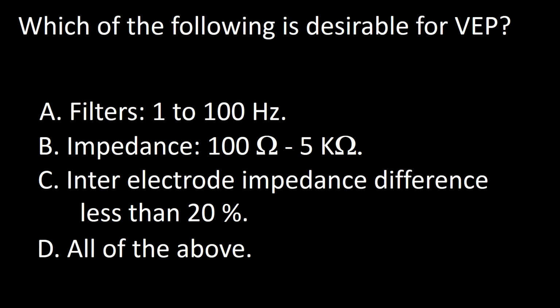Next question. Which of the following is desirable for visual evoked potentials? A. Filters 1 to 100. B. Impedance 100 ohms to 5000 ohms. C. Inter-electrode impedance difference of less than 20%. D. All of the above.